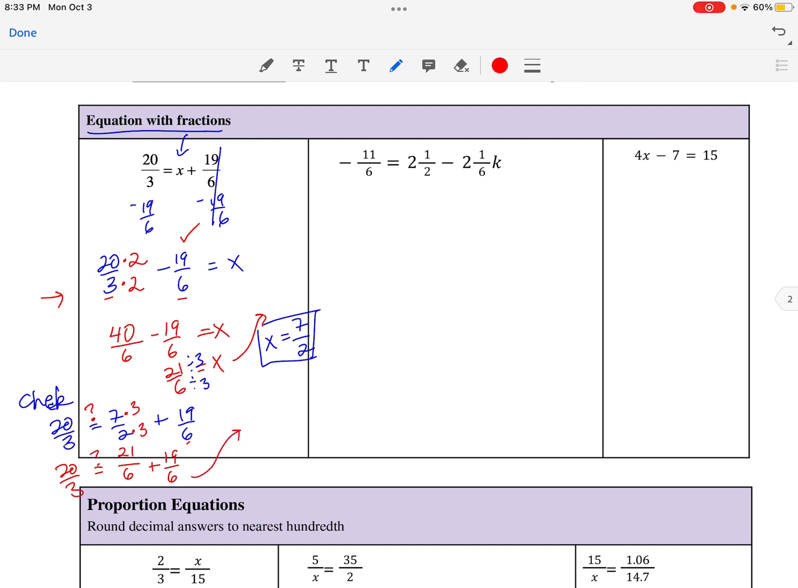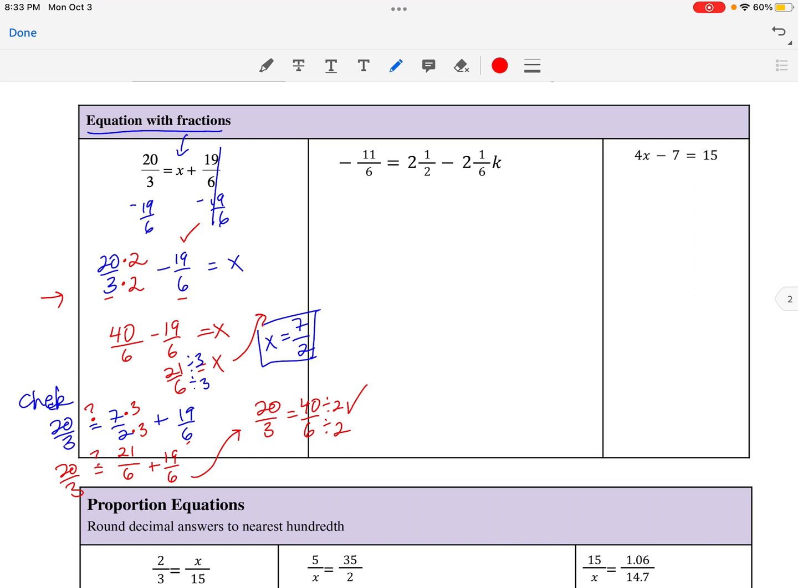So I'm running out of space here. I'm going to rewrite it. Is it true that 20/3 equals 21 plus 19 is 40/6? That is true, because 40/6, if we divide both the top and the bottom by 2, would equal 20/3. So I'm confident I have the right answer.